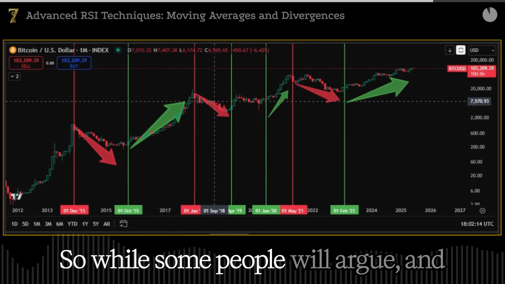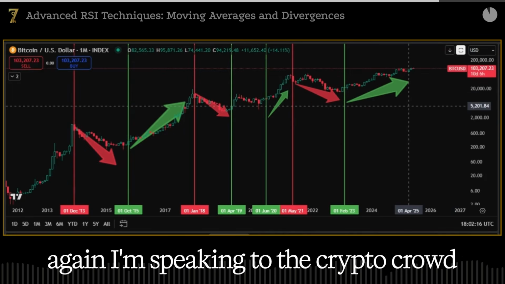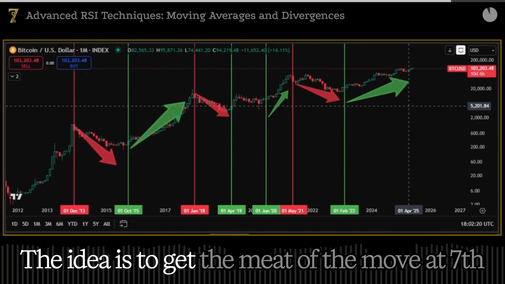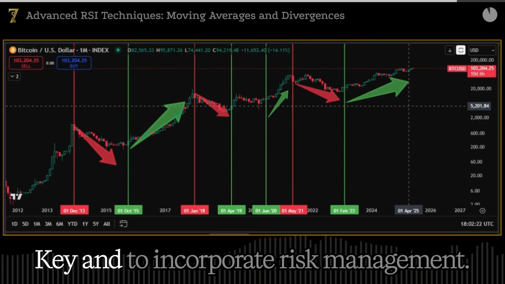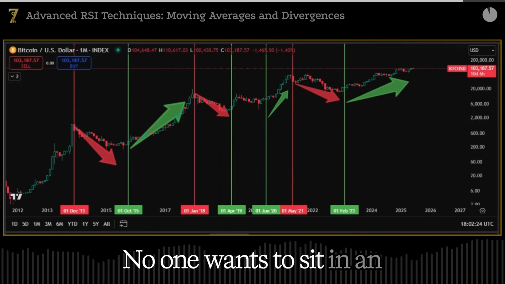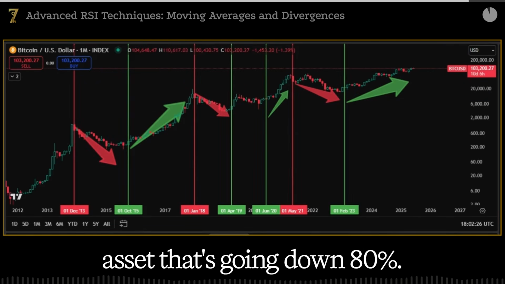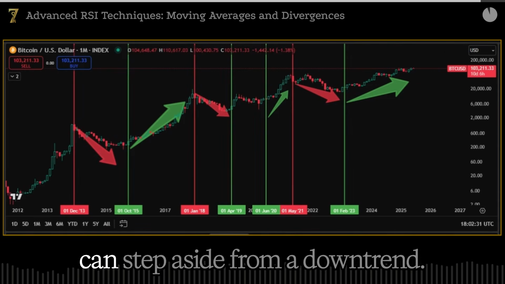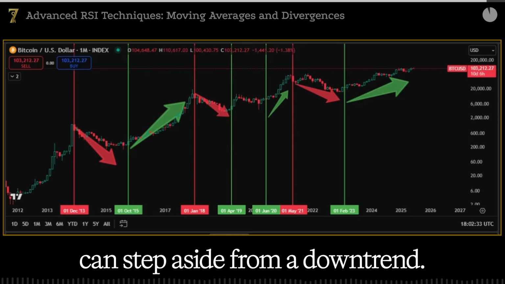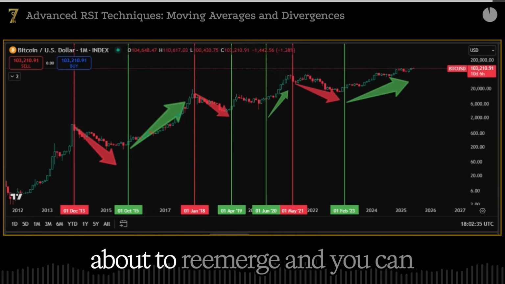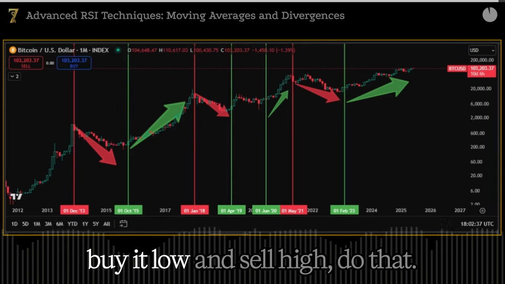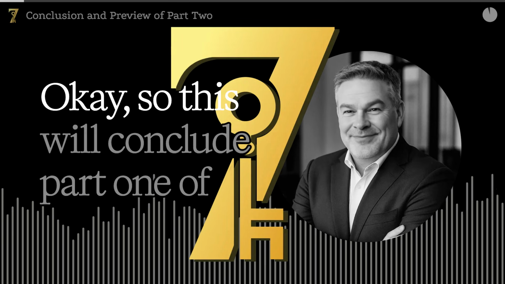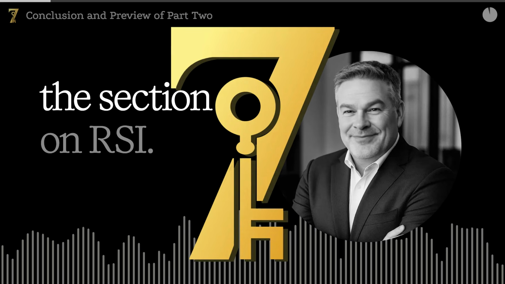So while some people will argue, and again, I'm speaking to the crypto crowd here, this is not necessarily for the lesson, the idea is to get the meat of the move and to incorporate risk management. No one wants to sit in an asset that's going down 80%. That's just not wise money management. If you know when to get out and you can step aside from a downtrend, do that. And if you know when a trend's about to reemerge and you can buy it low and sell high, do that, okay? So this will conclude part 1 of the section on RSI.